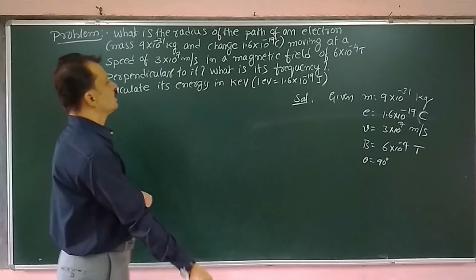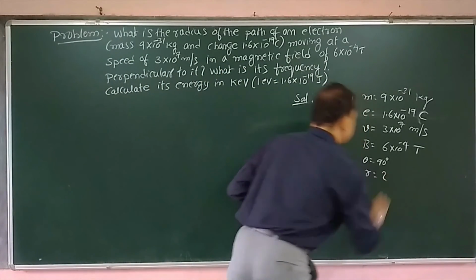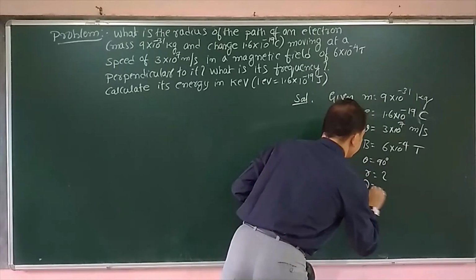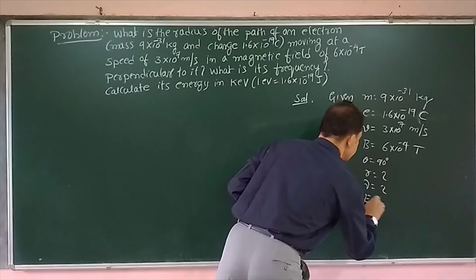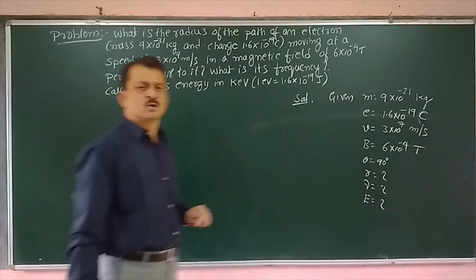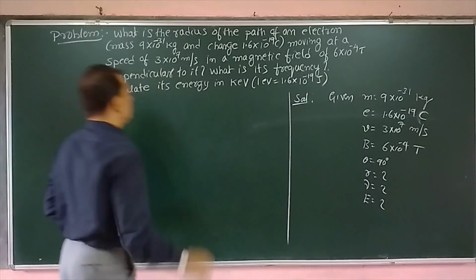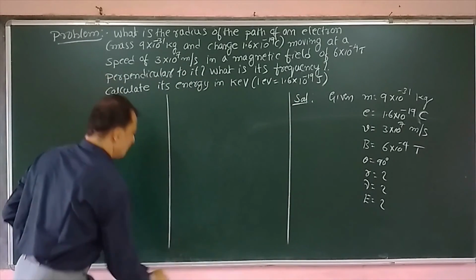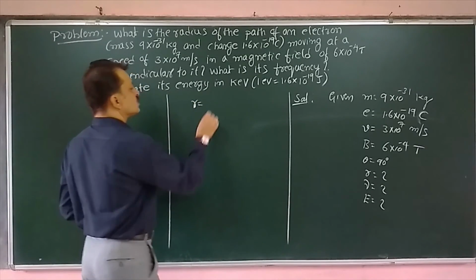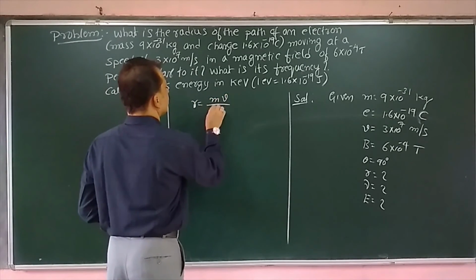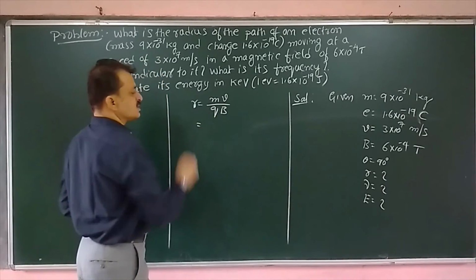Now what are we going to calculate? First we have to calculate the radius r, then we have to calculate the frequency of revolution, then we have to calculate the energy. For the radius we know the direct formula, therefore radius r is equal to mv divided by qB. Direct formula, substitute and simplify.